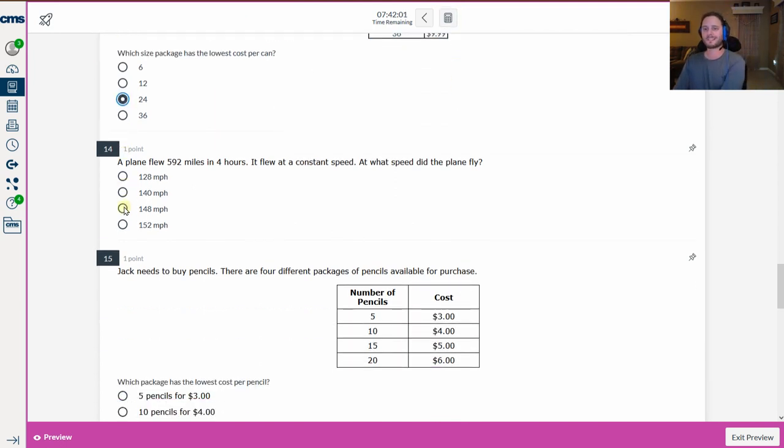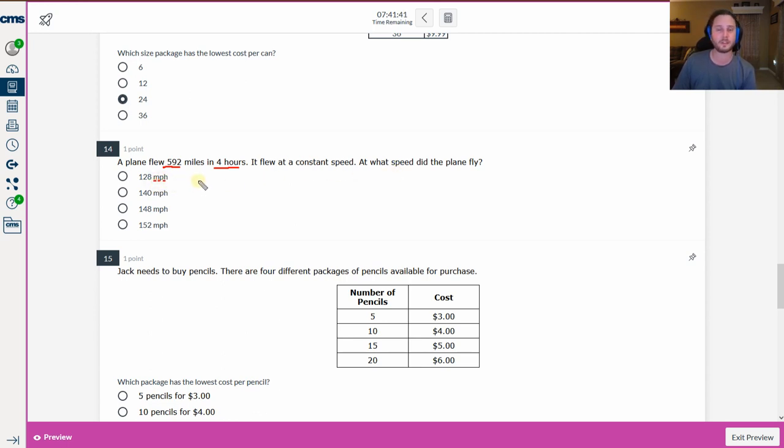For number 14, it says a plane flew 592 miles in 4 hours. It flew at a constant speed, that's the assumption. At what speed did the plane fly? It didn't tell us what order to divide here. We can look at the answer choices.